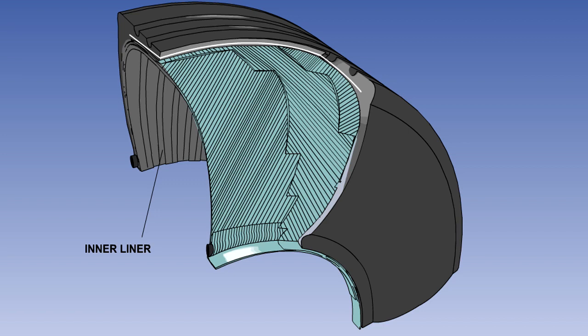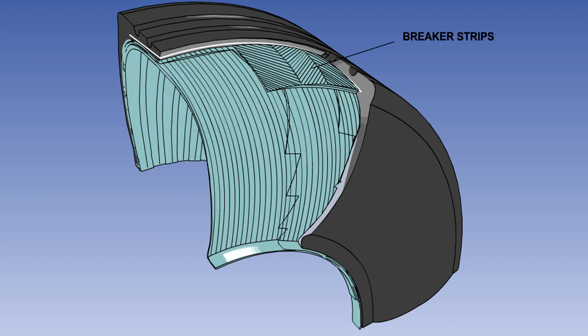To absorb and distribute load shocks and protect the casing from concussion damage, some tyres have 2 narrow plies embedded in thick layers of rubber between the casing and the tread. These special plies are termed breaker strips.